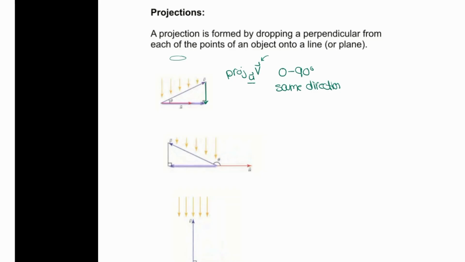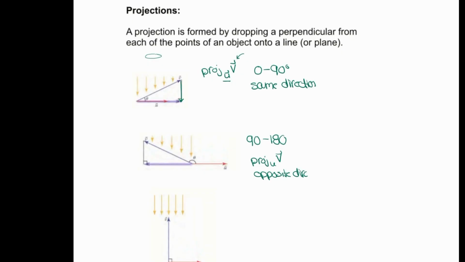Now, if the angle between the two vectors is between 90 and 180 degrees, then this projection of V onto U is going to be negative. It's going to be in the opposite direction.